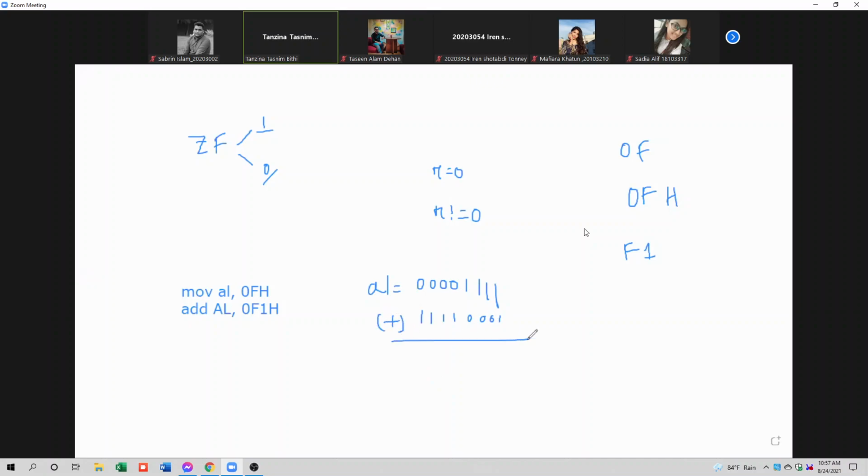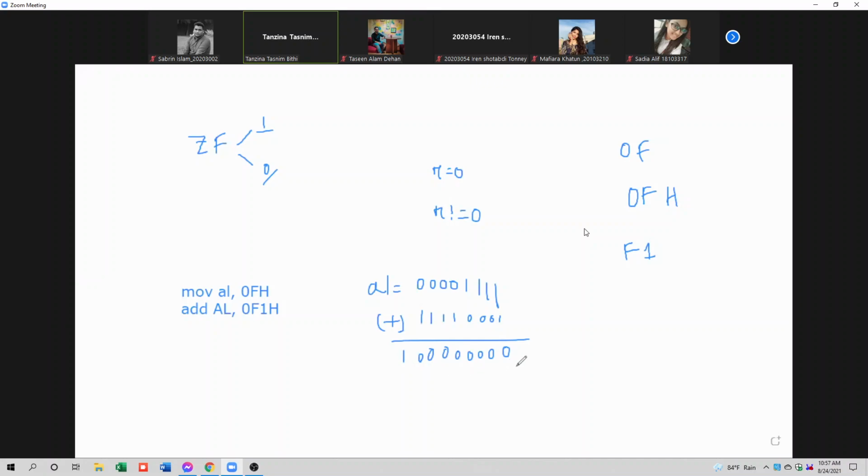After the addition, what will be the result? 1 plus 1 equals 0, with a carry. 1 plus 1, 0. 1 plus 1, 0. 1 plus 1, 0. Then again 0, 0, 0, 1. This is the result of this addition, right?